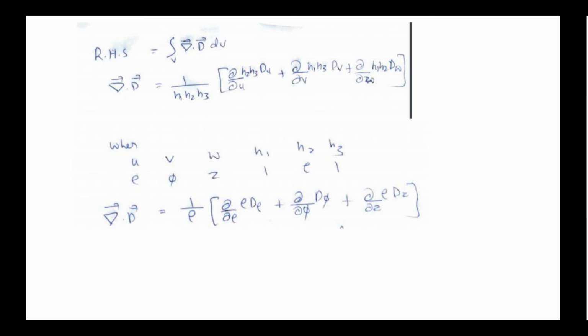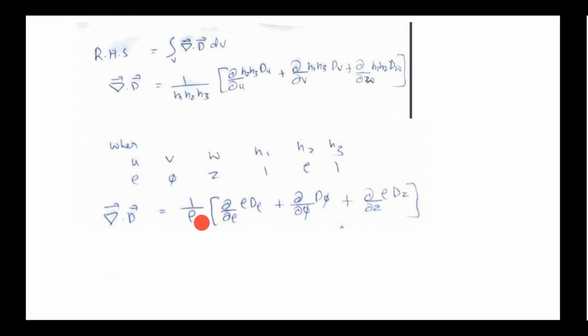Okay, now we have to evaluate the RHS, that is the volume integral of del dot D dV. So del dot D for a general coordinate system is given as 1 by h1 h2 h3 times [∂/∂u (D_u h2 h3) + ∂/∂v (D_v h1 h3) + ∂/∂w (D_w h1 h2)]. Now for cylindrical, rho, phi, z, and 1, rho, 1, as we discussed just now.